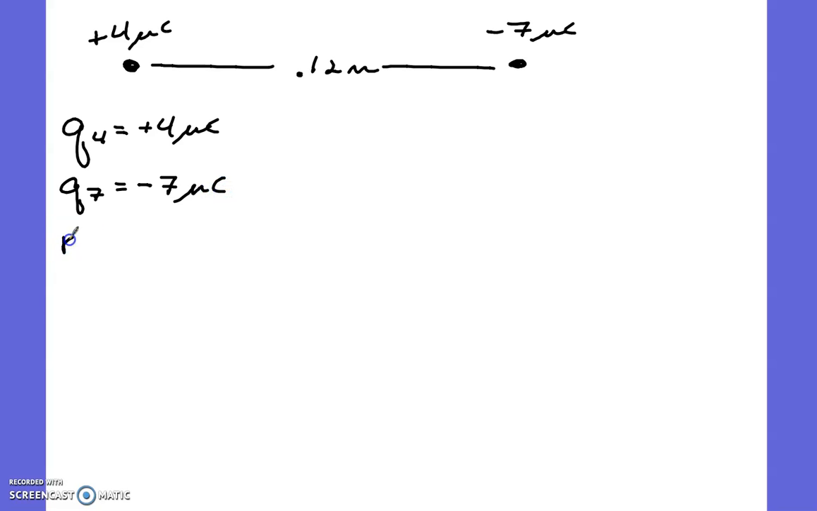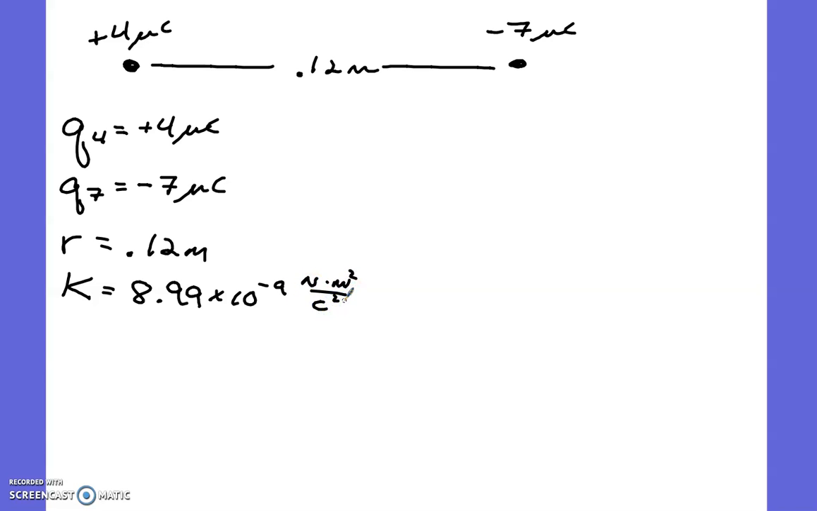Our distance, which is r, is 0.12 meters. And as always, our Coulomb's constant K is 8.99 times 10 to the 9th. Units are newtons times meters squared per coulomb squared.